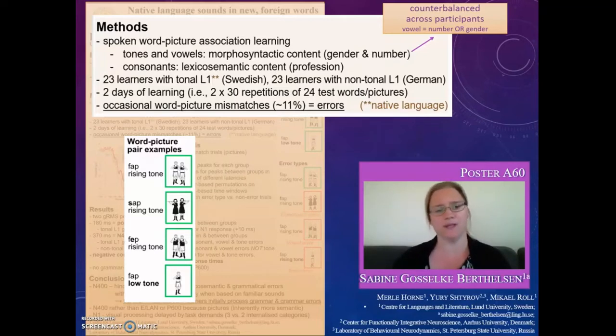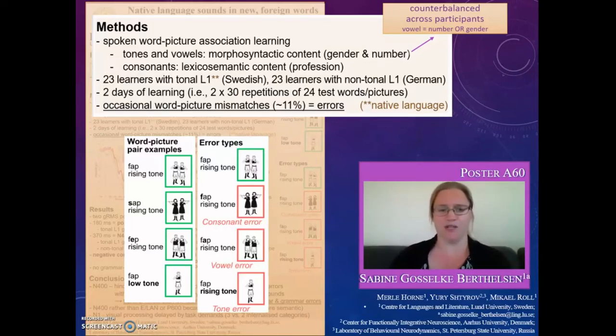We taught this to 23 learners with a tonal L1 and 23 learners with a non-tonal L1 over the course of 2 days, with 30 repetitions of all the test words and pictures on each day. Occasionally, and this is important here, we would mismatch the words and pictures and induce errors.